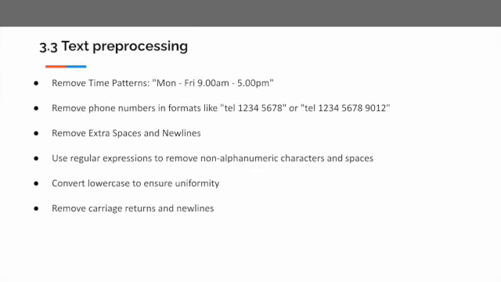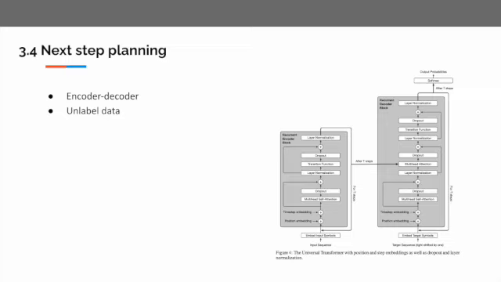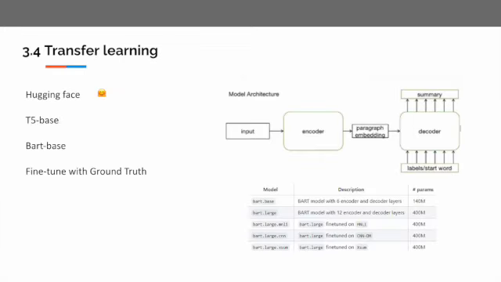Now, let's discuss our upcoming plan, which revolves around two critical aspects: the encoder-decoder approach for summarization and the utilization of unlabeled data. I will move ahead with using transfer learning with Hugging Face T5-base and BART-base models. The next step is to fine-tune these models with this specific dataset with ground truth data.